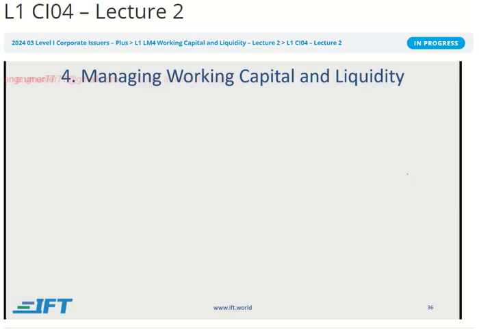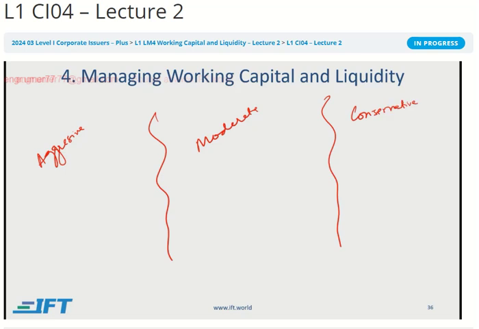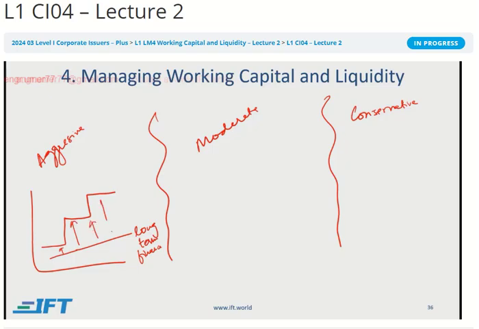Now coming to the final discussion about your aggressive approach, your moderate approach, and your conservative approach. So business doesn't grow in a straight line. Business kind of grows like this. So your financing needs also grow in steps. So what you could do is have a very low level of long-term finance from the bank, and all this growth needs you can meet with short-term financing.